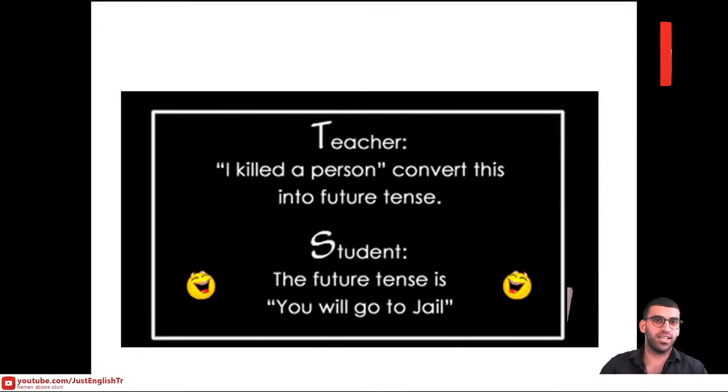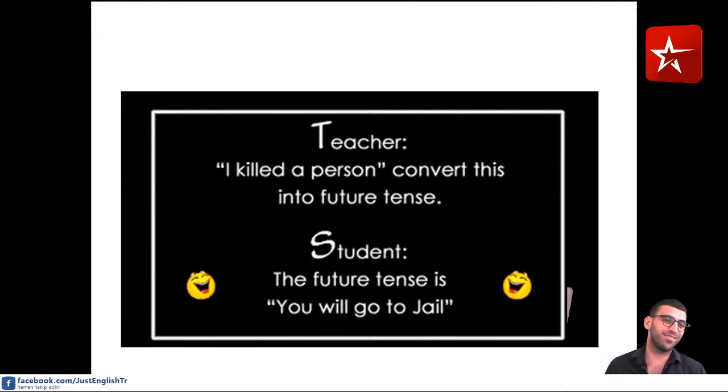Okay, and there's a joke. The teacher asks a student in the classroom, "I killed a person. Convert this into future tense." Like, change this sentence to the future. How can we use this sentence? The student says the future tense is, you will go to jail.